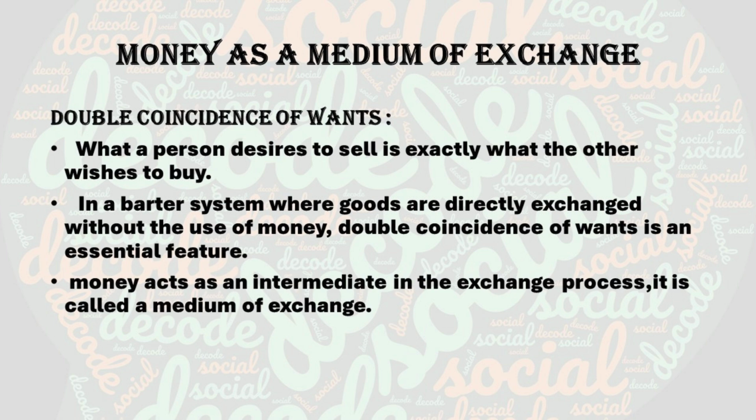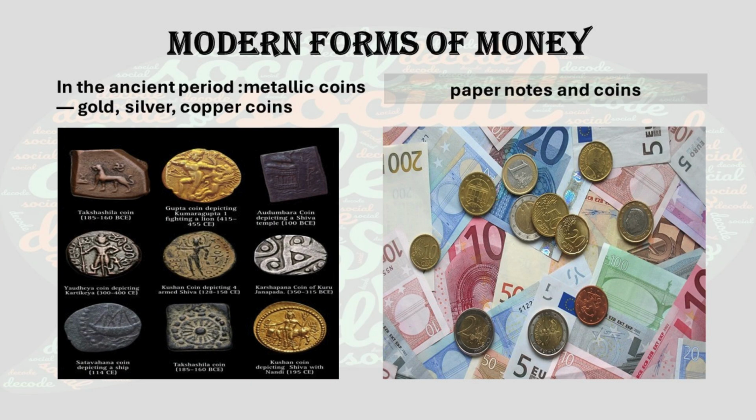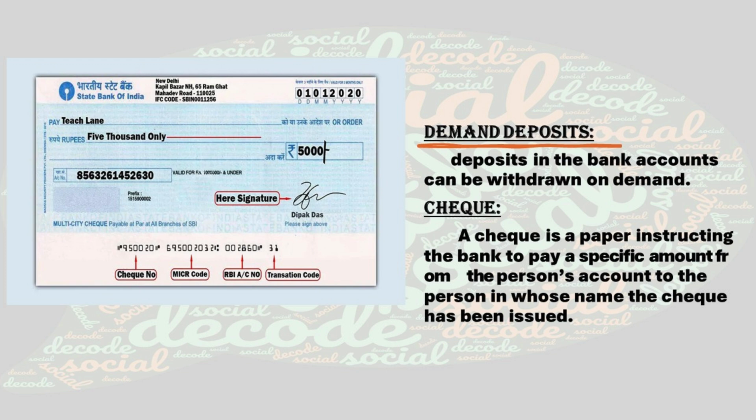So, now we are going to see the different forms of money. Let's see how money evolved over time. In the ancient period, people used valuable metals like gold, silver, and copper coins. Later, governments started issuing paper currency such as notes and coins. Today, most money exists in digital form in bank accounts, right? People make payments using checks, debit cards, credit cards, UPI, or online transfers. So, money today is mostly digital, not just notes or coins.